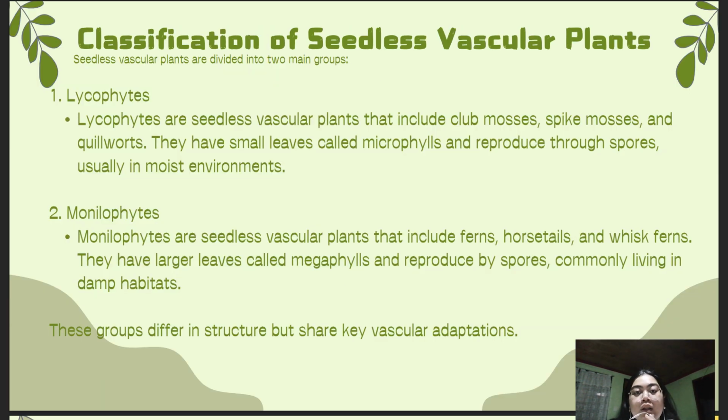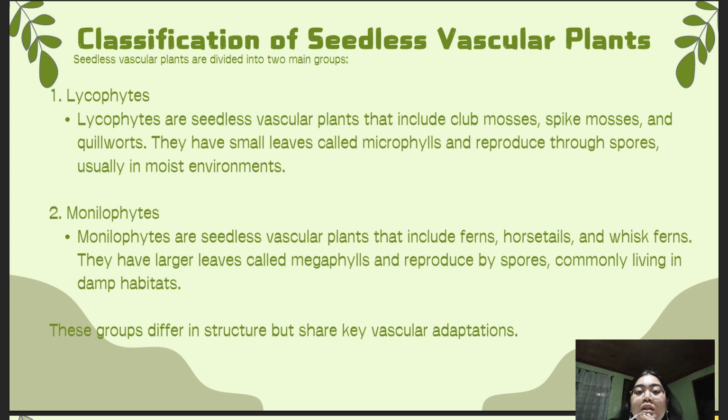So now we'll be talking about the classification of seedless vascular plants. Seedless vascular plants are divided into two main groups, the lycophytes and the monilophytes. The lycophytes are one of the oldest groups of vascular plants, and they include club mosses, spike mosses, and quillworts. They have small leaves called microphylls and reproduce through spores. Some produce only one type of spore, while others produce two. Their gametophytes can grow above or below ground and sometimes form a symbiotic relationship with fungi.